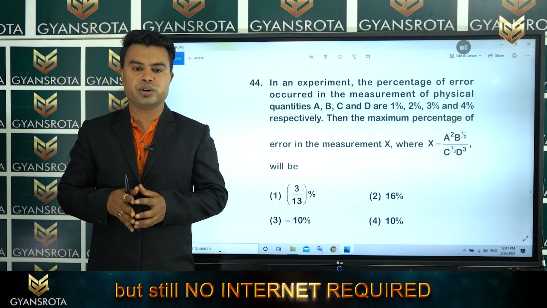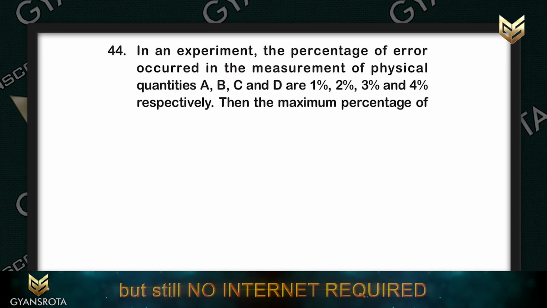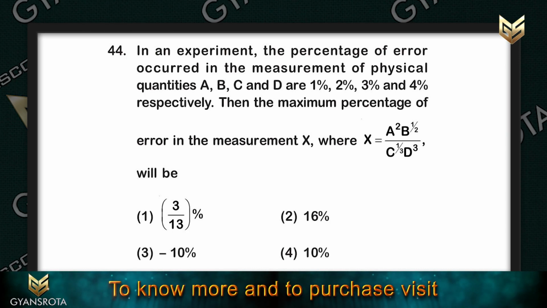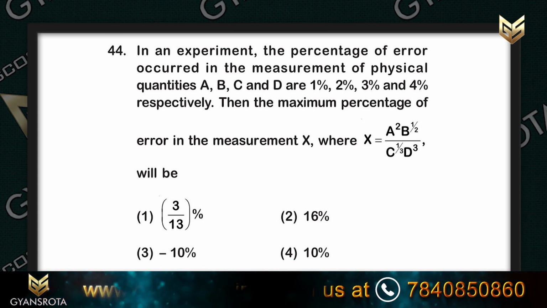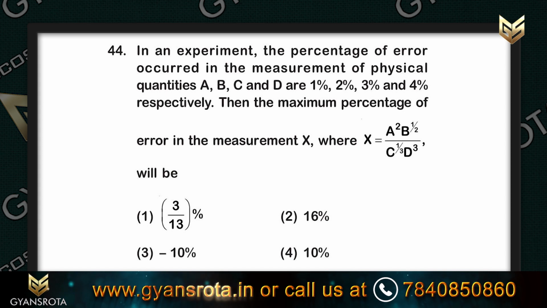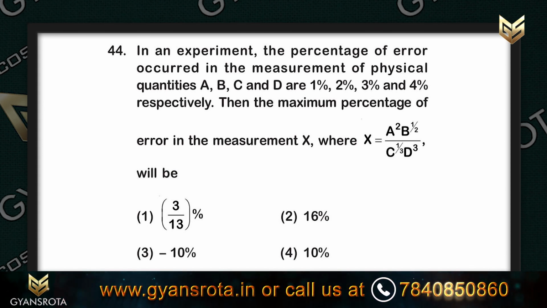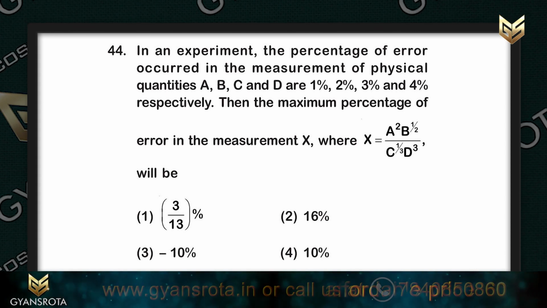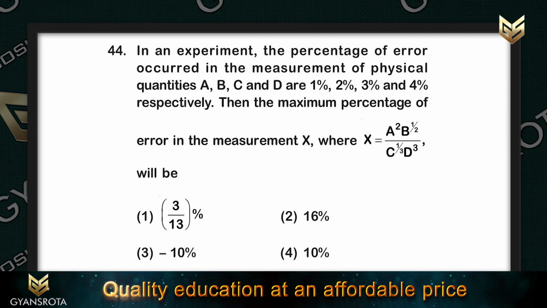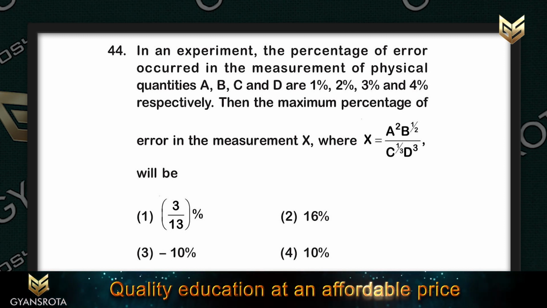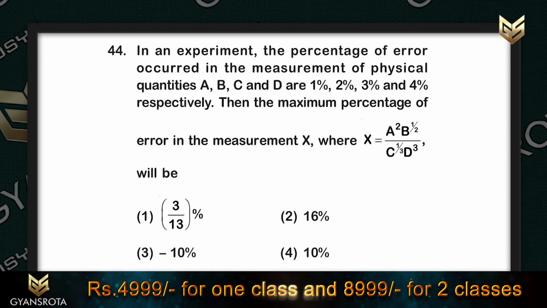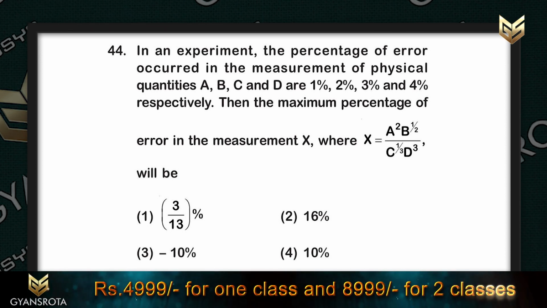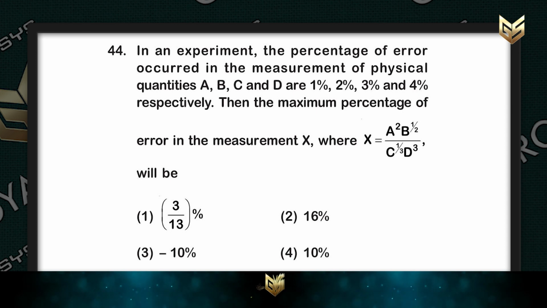Question number 44 says that in an experiment, the percentage of error occurred in the measurement of physical quantities A, B, C and D are 1%, 2%, 3% and 4% respectively. Then the maximum percentage of error in the measurement of X, where X is given to be A square B to the power half divided by C to the power 1 by 3 D cube, will be.